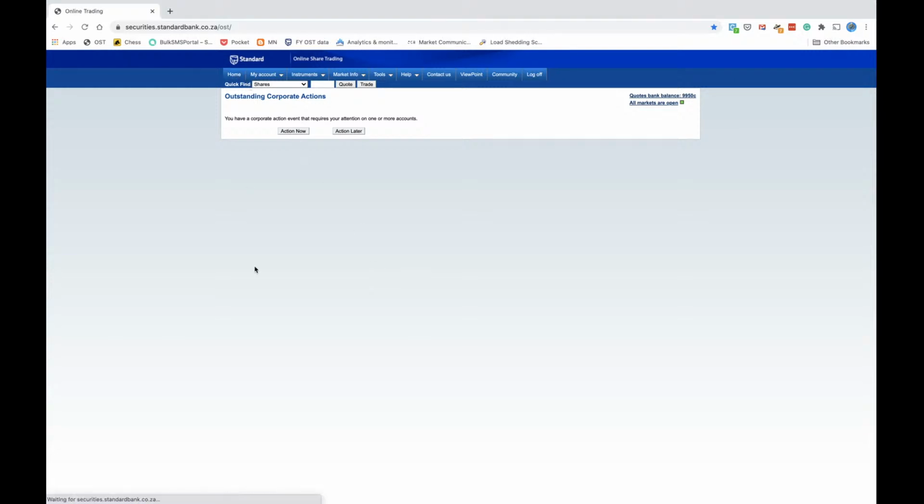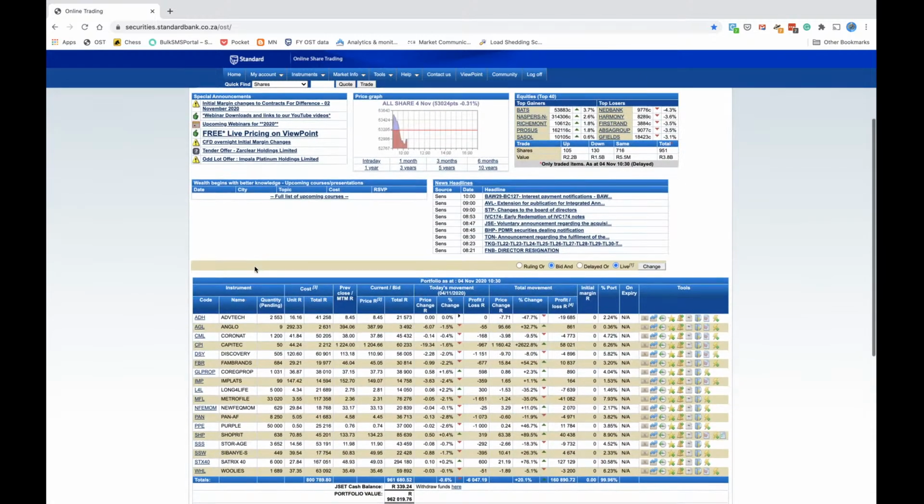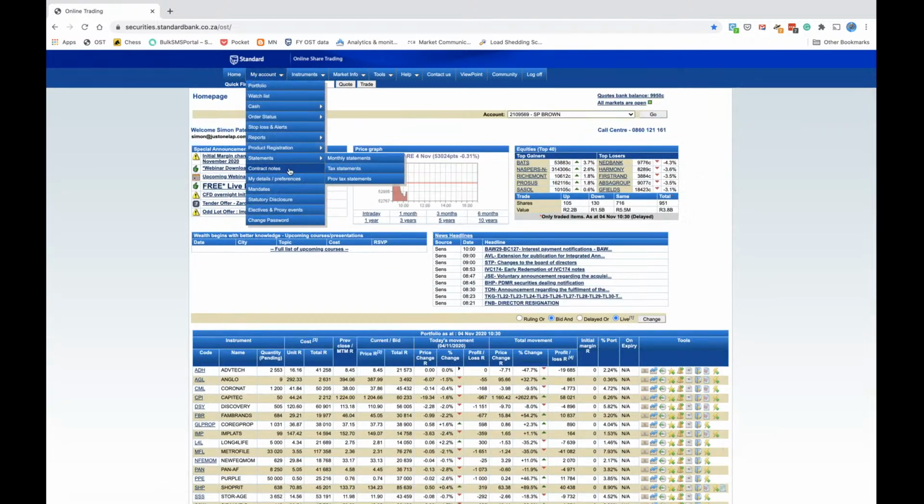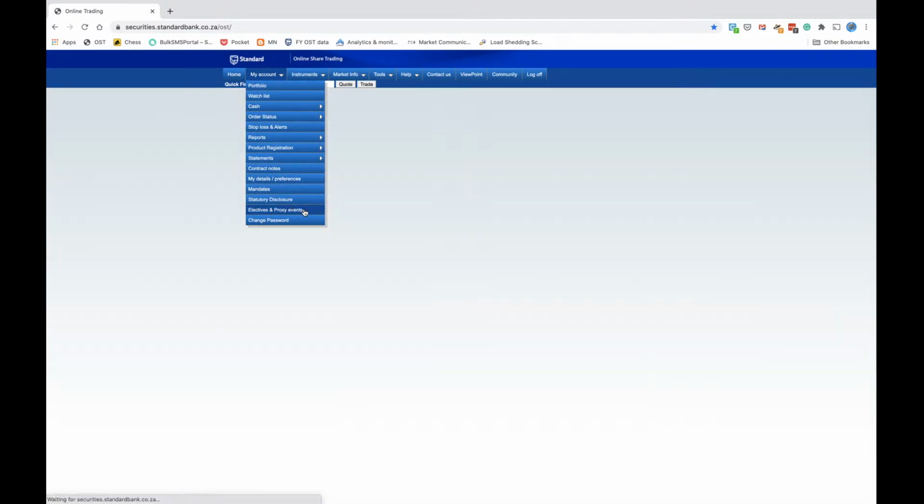I can also spot it from the home page from within your portfolio, and I'll show you where that sits. So there it is down there. It is indeed ShopRite. I could click on that and go to view elections, that little button down there. Alternatively, my account, elective and proxy events. That opens a new browser tab for the actual process to happen in.